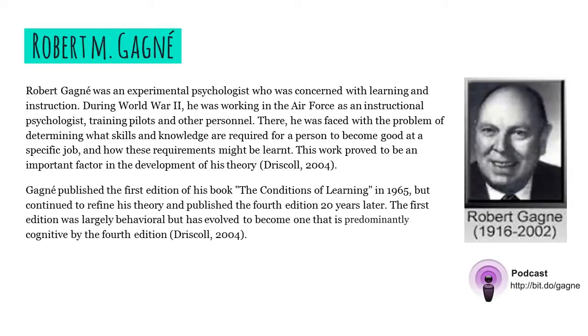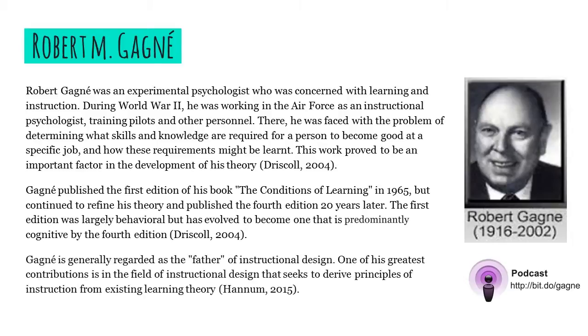Gagne published the first edition of his book, The Conditions of Learning, in 1965, but continued to refine his theory and published the fourth edition 20 years later. The first edition was largely behavioral, but has evolved to become one that is predominantly cognitive by the fourth edition. Gagne is generally regarded as the father of instructional design. One of his greatest contributions is in the field of instructional design that seeks to derive principles of instruction from existing learning theory.